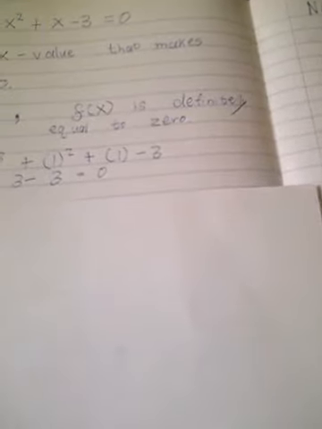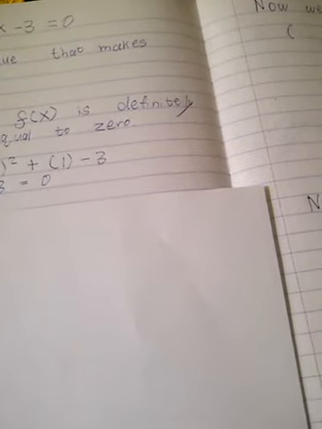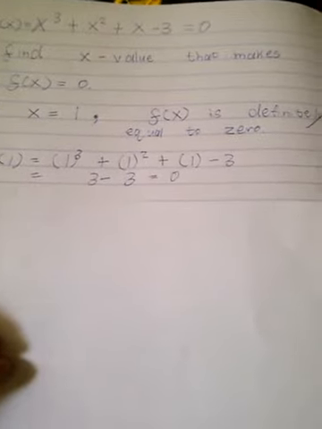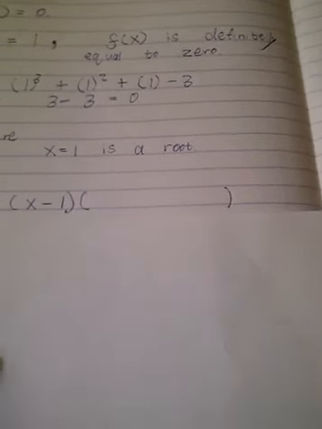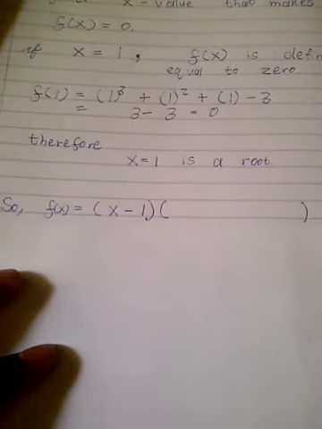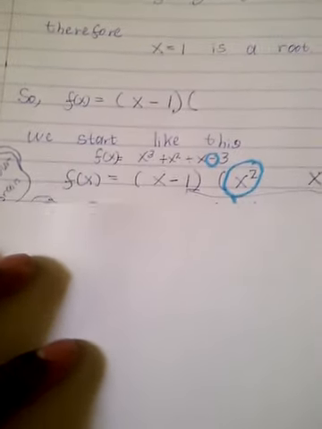As you can see there, when x equals 1, 1 cubed is 1, 1 to the power of 2 is 1, and that gives us 0. Therefore, we can conclude that x equals 1 is a root. So we have that. And then we start like this, ladies and gentlemen.